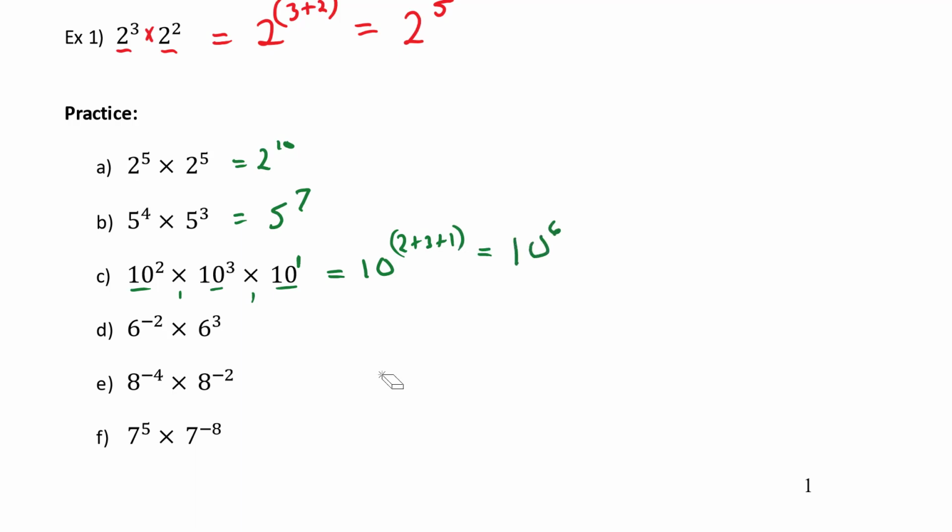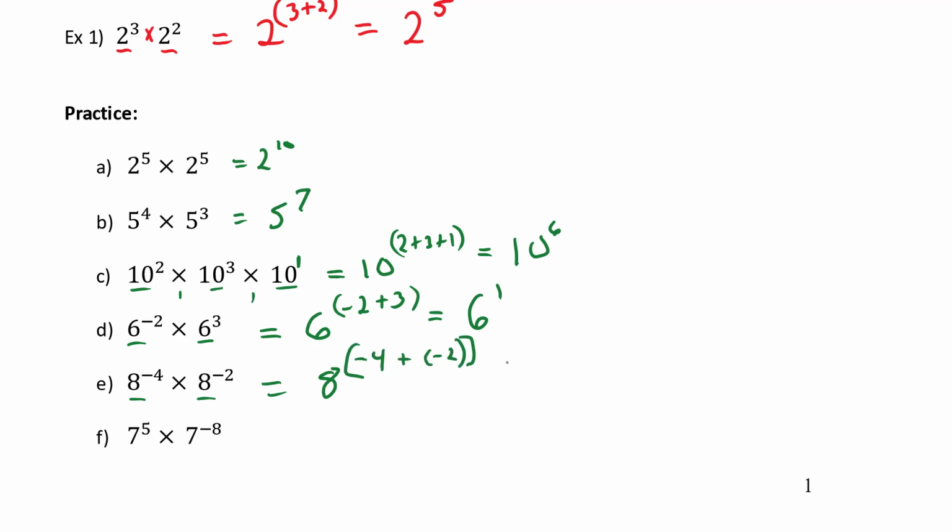Here we have 6 to the exponent negative 2 times 6 to the exponent 3. Again, we have the same base. We're multiplying them. I can combine them together. That's minus 2 plus 3 gives me 6 to the 1. Down here, same base, we're multiplying it. We combine them. Minus 4 plus minus 2. This gives me 8 to the minus 6.